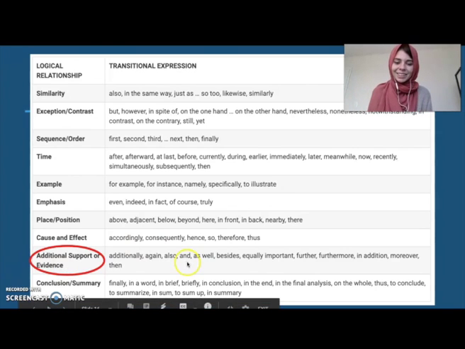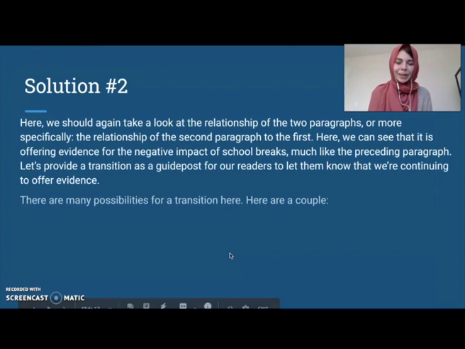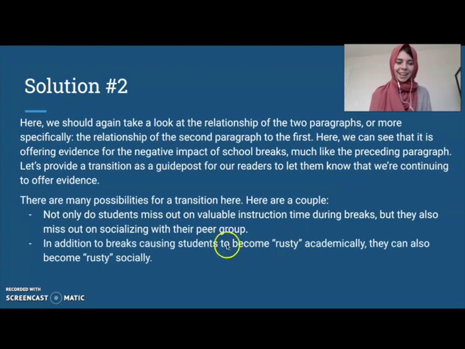Okay, so here are some great words that you can use: additionally, equally important, furthermore, moreover, then. Here are a couple other possibilities that are a little bit more fleshed out. If you have more time and you want to get beyond this, you could say, not only do students miss out on valuable instruction time during breaks, but they also miss out on socializing with their peer group. So here we say not only and but, and we tie in our first idea, missing out on valuable instruction time, and socializing.